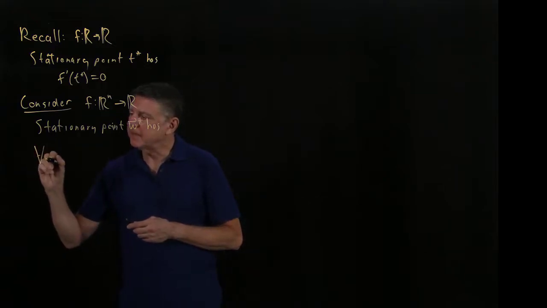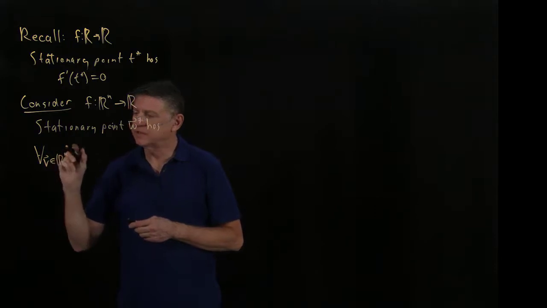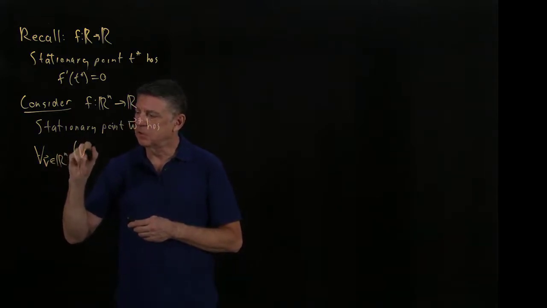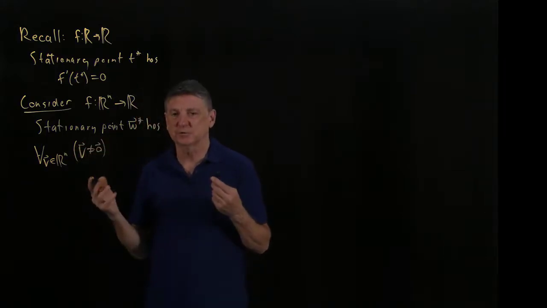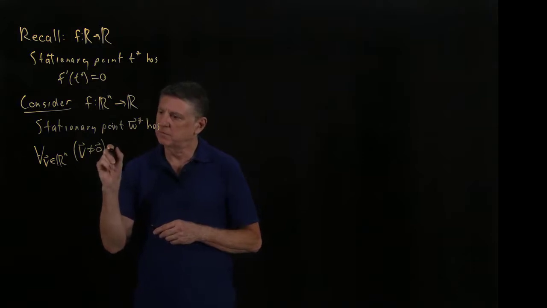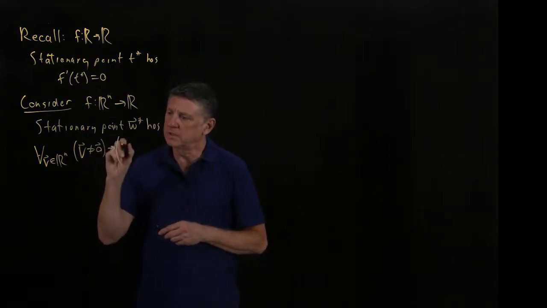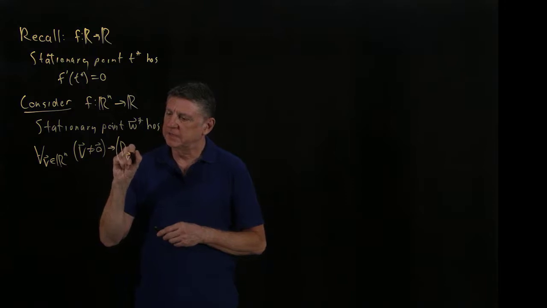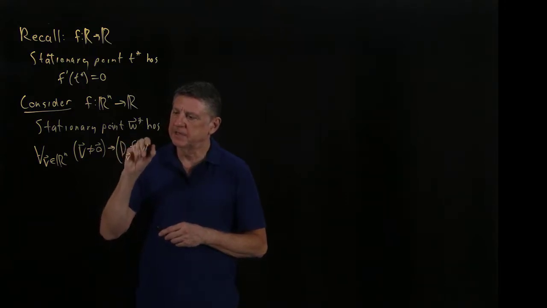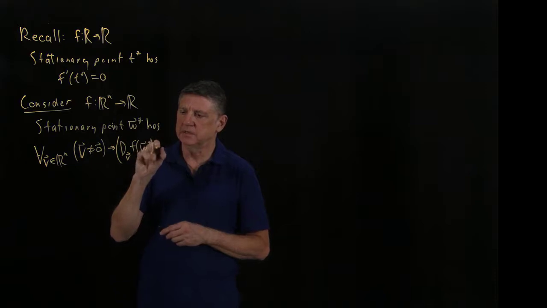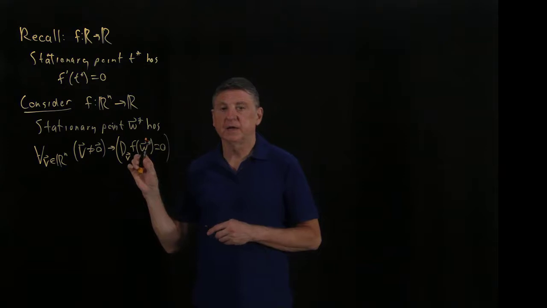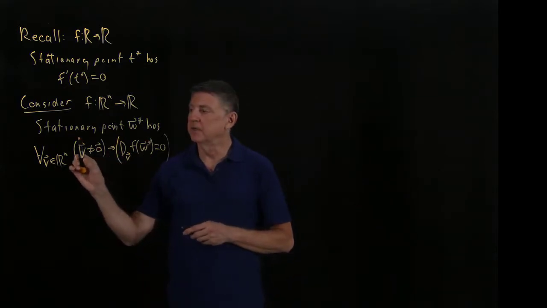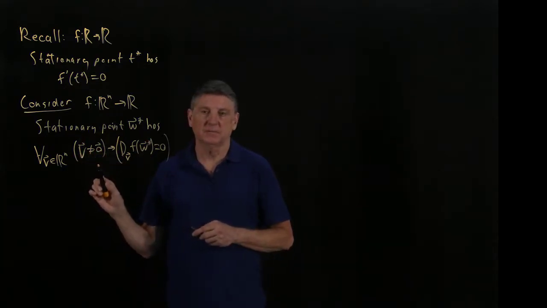We would write that mathematically as saying for any direction v that we choose, as long as that was a non-zero direction, because otherwise the directional derivative limit doesn't work out very well, we want the derivative in direction v of the function evaluated at that point to be 0. And that is what we mean by a stationary point of a function that has a vector argument.